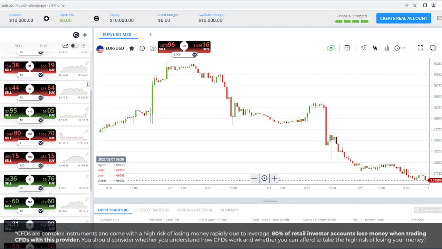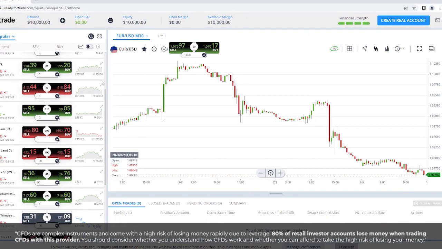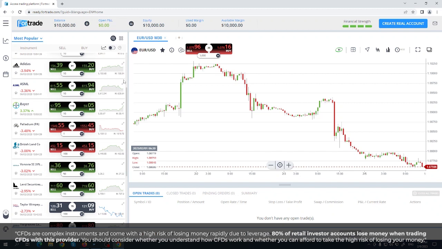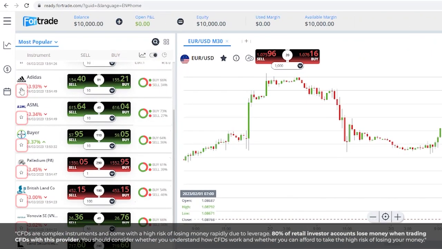Now you can personalize Web Fortrader by choosing your favorite instruments that are going to be displayed automatically in the favorites section, simply by clicking the star in front of a particular instrument. Here you can see the sell and buy price of a certain instrument, in this case Adidas. And you should find this useful.